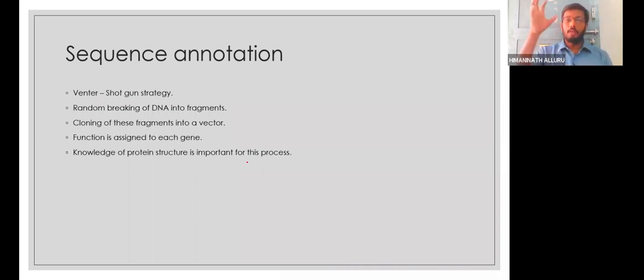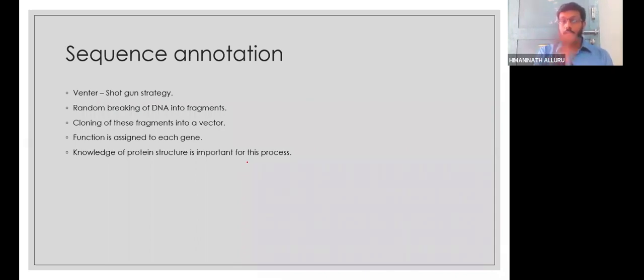In this, they will isolate the bulk DNA. They will make it into fragments. They will clone the DNA into a particular vector, maybe a bacterial vector or yeast chromosomal vector, and they will find the protein expressed from that particular gene.